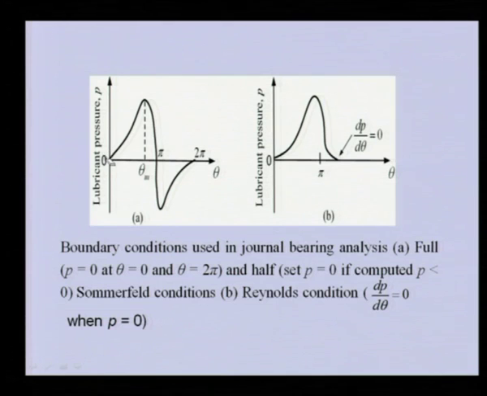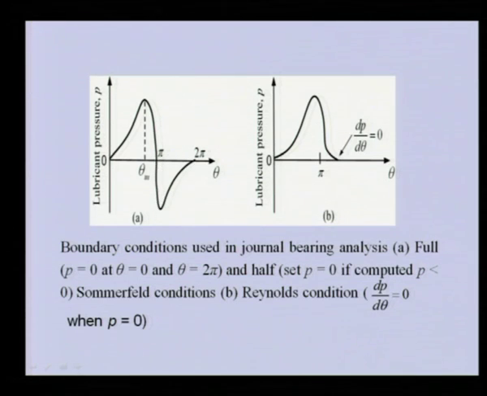In the full Sommerfeld condition, this is the lubrication pressure and this is the circumferential direction. At 0, where the film thickness is maximum, the pressure is 0, this is the assumption, and when we go up to the other end, again it becomes 0, but in between, around pi, there is again a pressure of 0. This is the full Sommerfeld condition, but this negative pressure will give cavitation, so this boundary condition is not feasible.